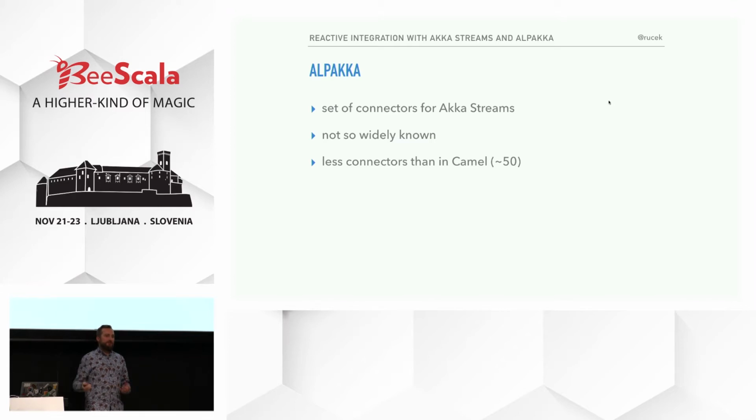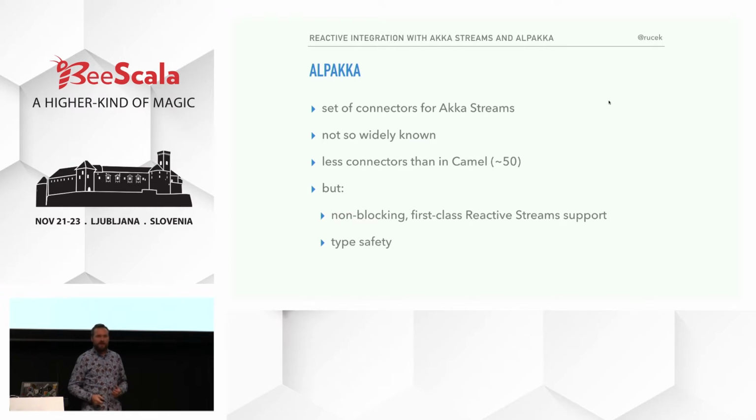But it has some advantages that Camel doesn't have. First of all, it's non-blocking, and it's built from scratch on reactive streams, so with non-blocking asynchronous processing in mind. And what we also gain is type safety. So here in Akka Streams and in Alpakka, the types of data that you're sending between different systems are verified at compile time. So it shouldn't blow up at some point in production, but you should know much earlier that something is wrong with your data.